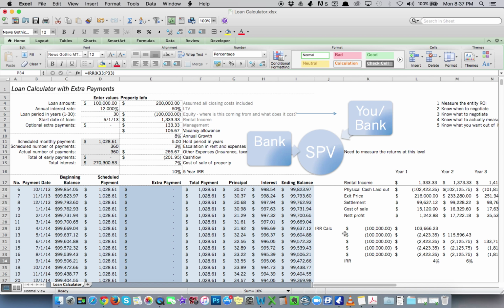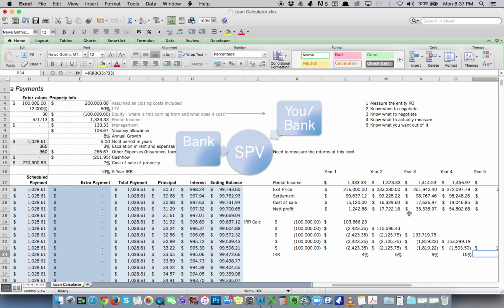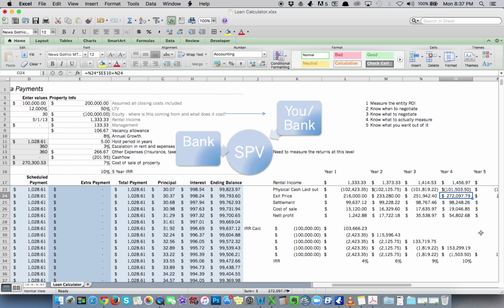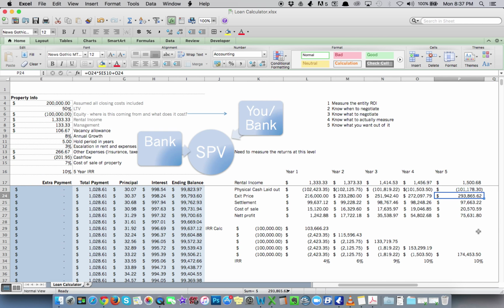What's extremely important over here is playing with the variables to figure out what you should negotiate and when you should negotiate. So for example, if I had to ask you, let's look at this exit price point here, you're buying a $270,000 property, or in year 5, call it a $293,000 property, and you're physically laying out $101,000. So that's how much the property actually cost you. Is that a good deal or not? I would say yes. That's almost a 70% discount.